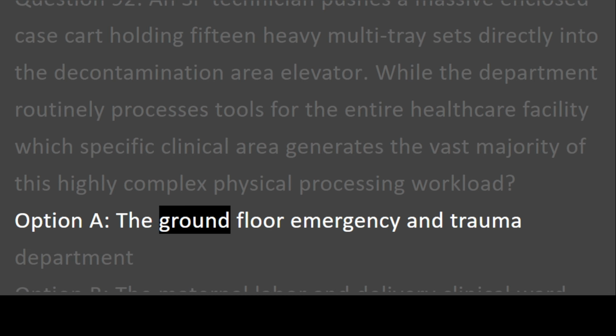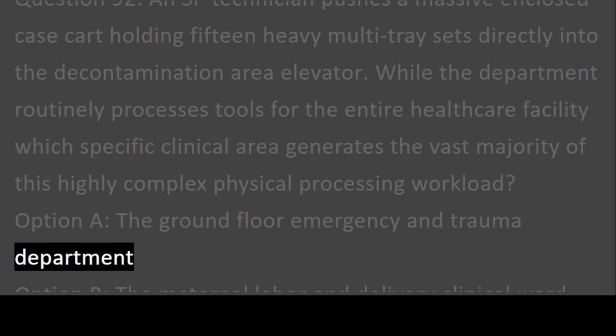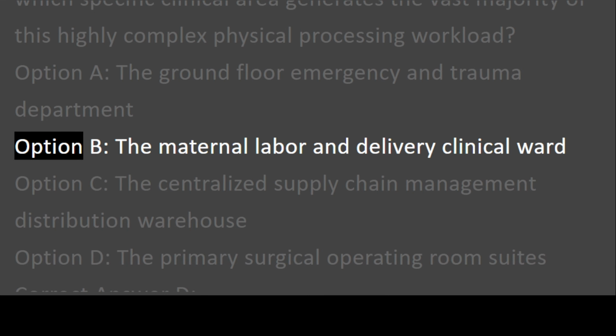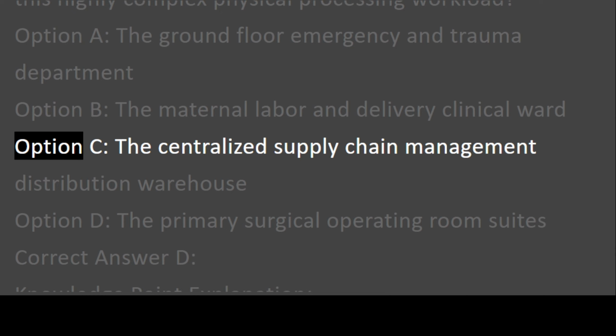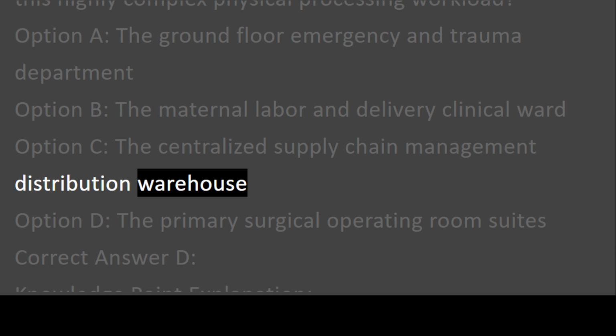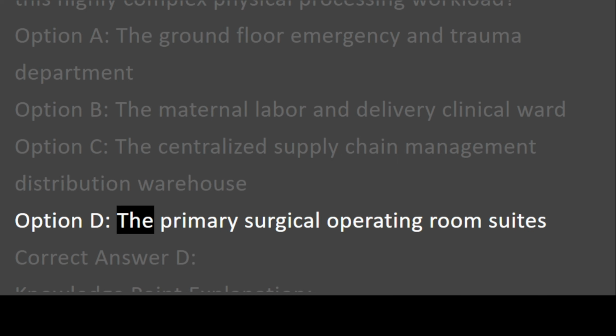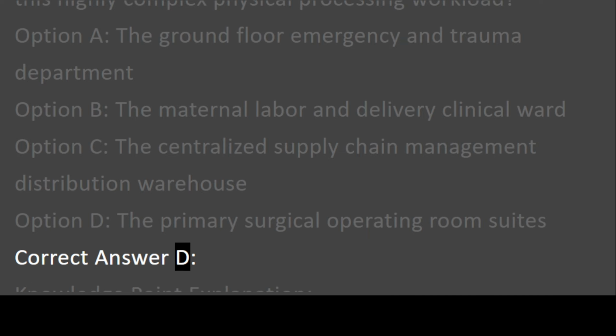Option A. The ground floor emergency and trauma department. Option B. The maternal labor and delivery clinical ward. Option C. The centralized supply chain management distribution warehouse. Option D. The primary surgical operating room suites. Correct answer D.